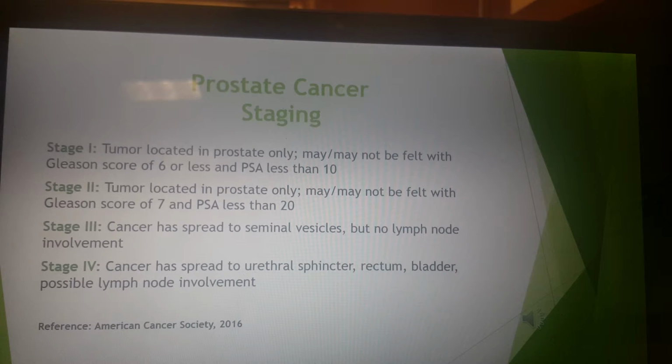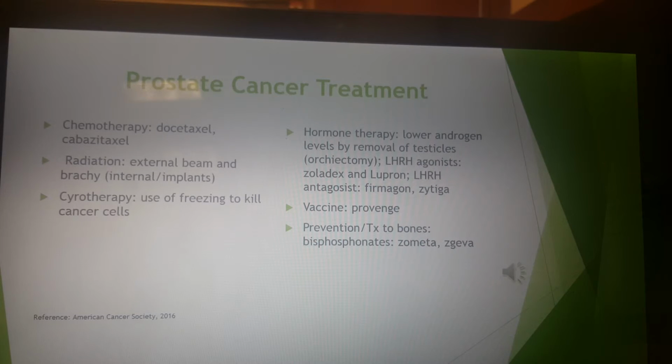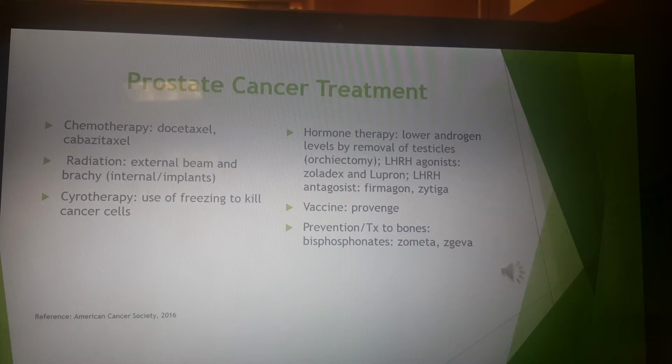Prostate cancer staging is divided into 4 stages and determined by location of cancer with or without lymph node involvement, a Gleason score, and a PSA level. There are a variety of treatment options for prostate cancer. It typically includes chemotherapy, radiation, cryotherapy, hormonal therapy, and a vaccine. Also, there's treatment to prevent spread to bones or treatment if it has entered the bones.